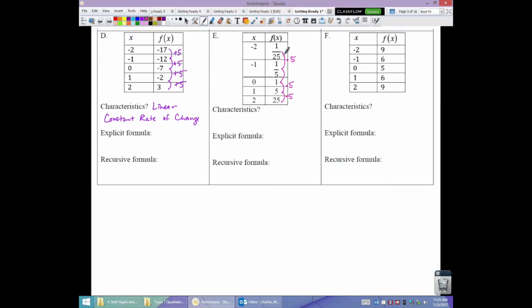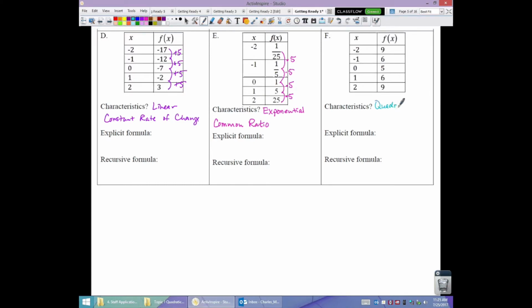If you multiply 1/25 by 5, you get 5/25. That reduces to 1/5. 1/5 times 5 is exactly 1 whole. So this is our exponential, and it's because it has a common ratio. Well, we know then that that leaves us box F to be our quadratic.